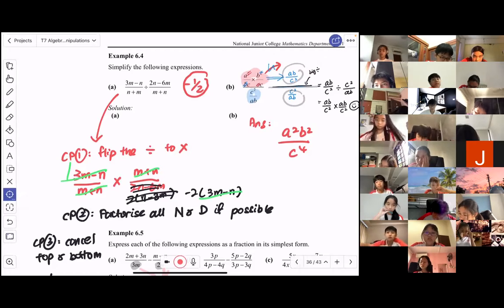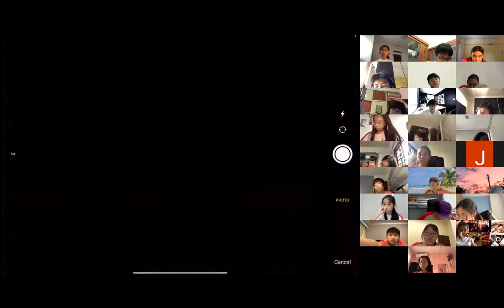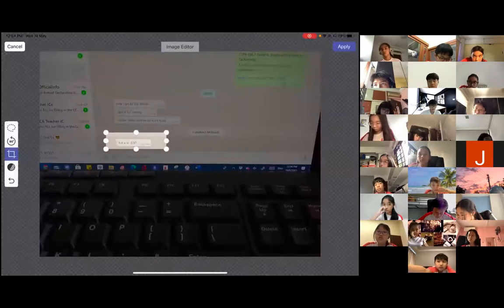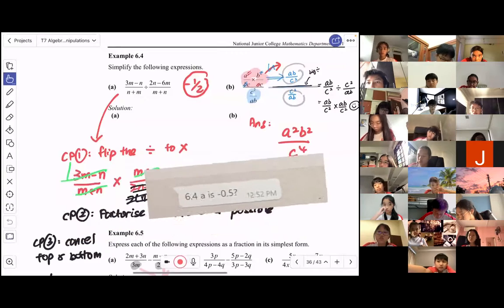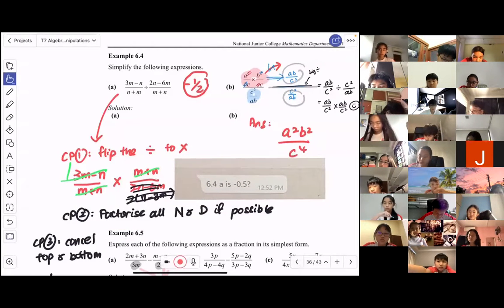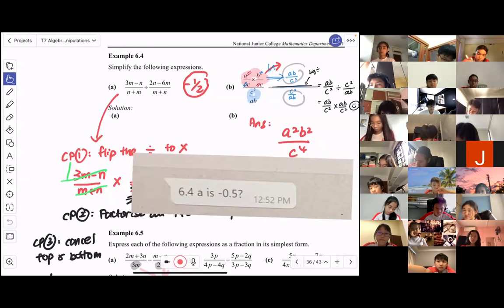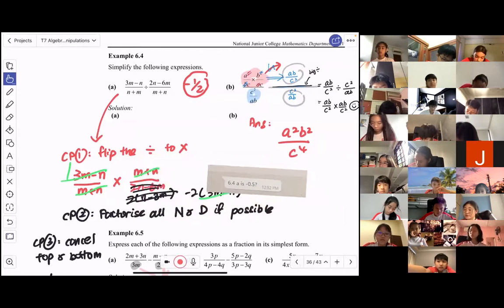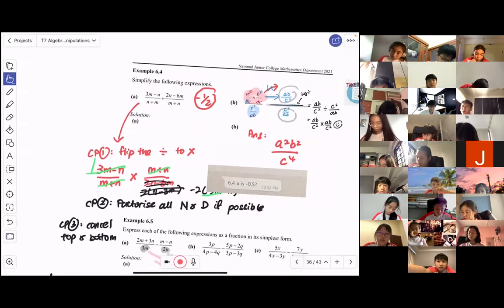So one student is asking for this. I just want to let you know, yes, you're correct. 6.4a is negative half. I'm looking at you also. You are asking the question. So you can look at me. Can I? Okay.